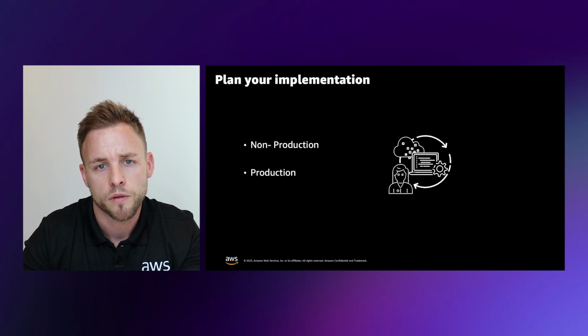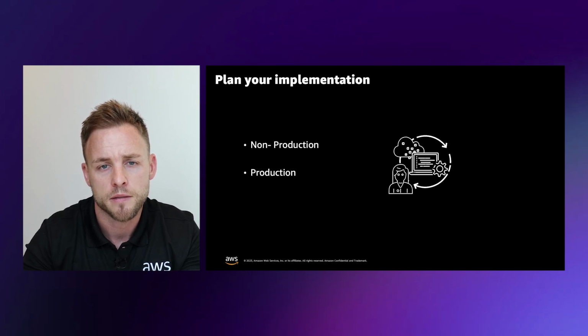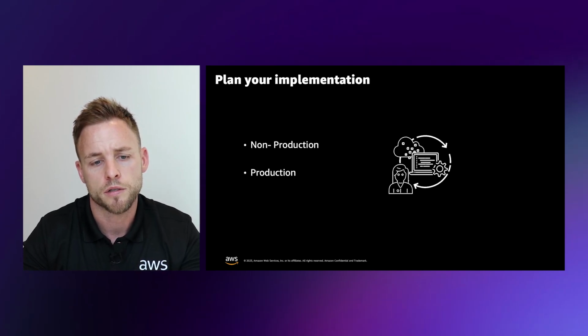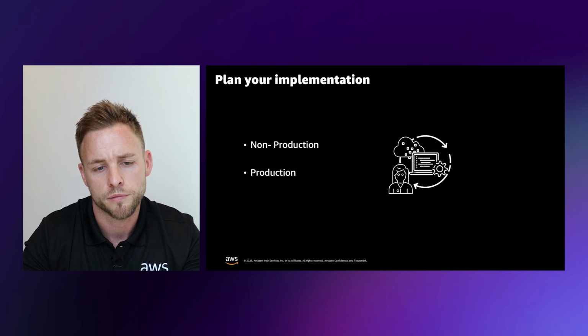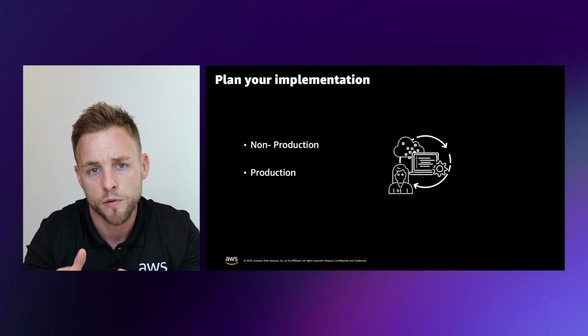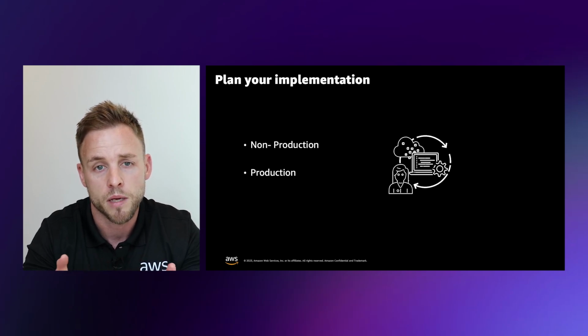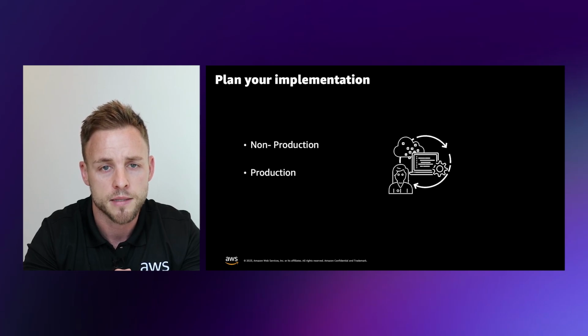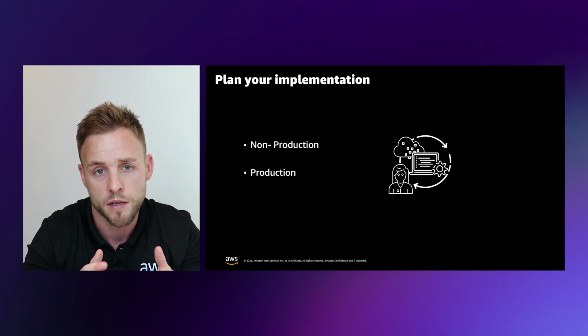And once you've defined that, how are you going to implement into production and non-production? So for non-production, you can be testing different types of Graviton instances, and that is recommended because of the performance increases you can get. Maybe you can reduce the size of the instance that is needed on Graviton and save cost further.